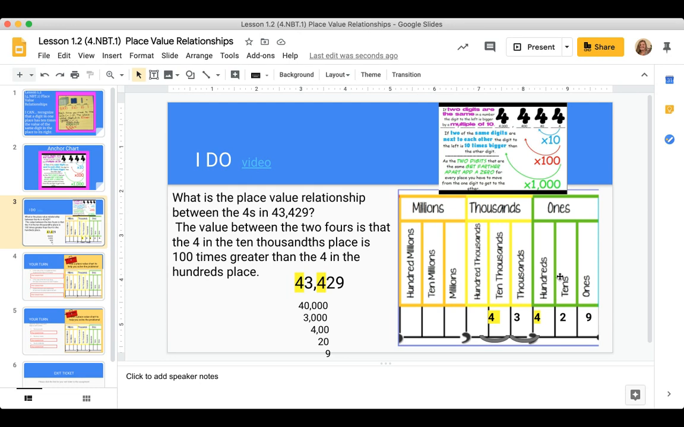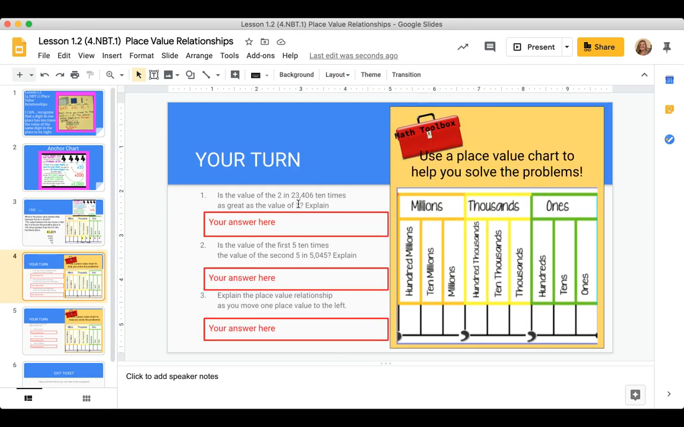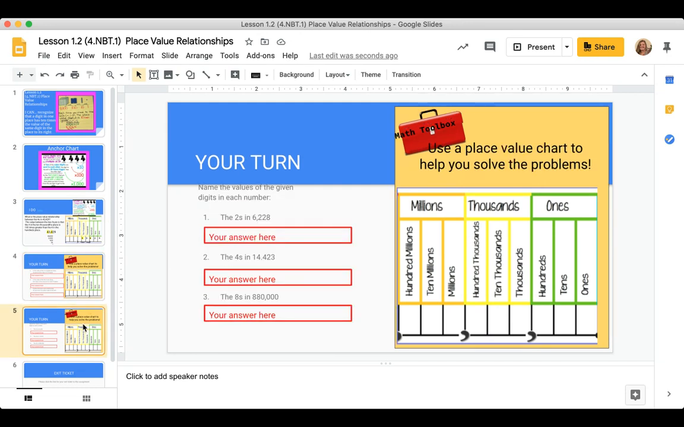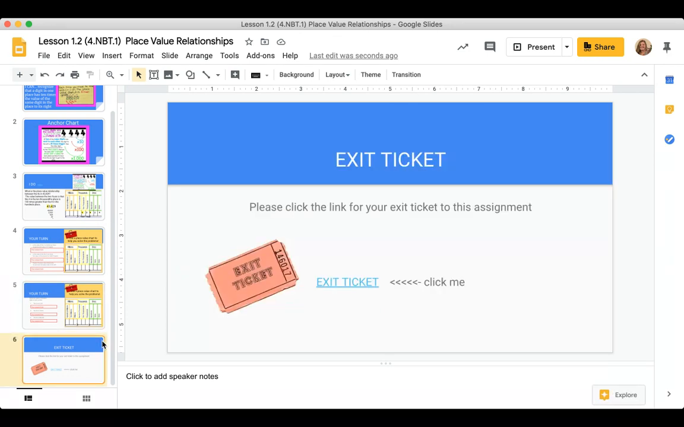So you can pick the strategy that works for you, and then apply it in the Your Turn section. You're going to use your place value chart, answer these questions, and then complete your exit ticket.